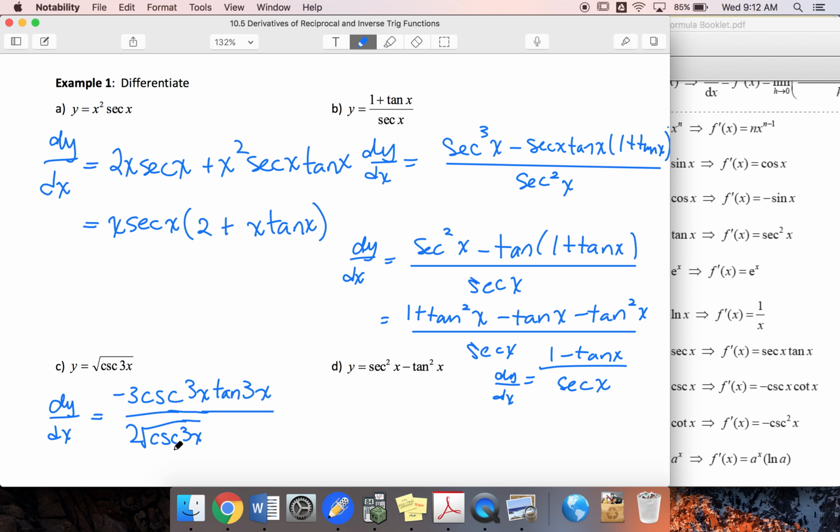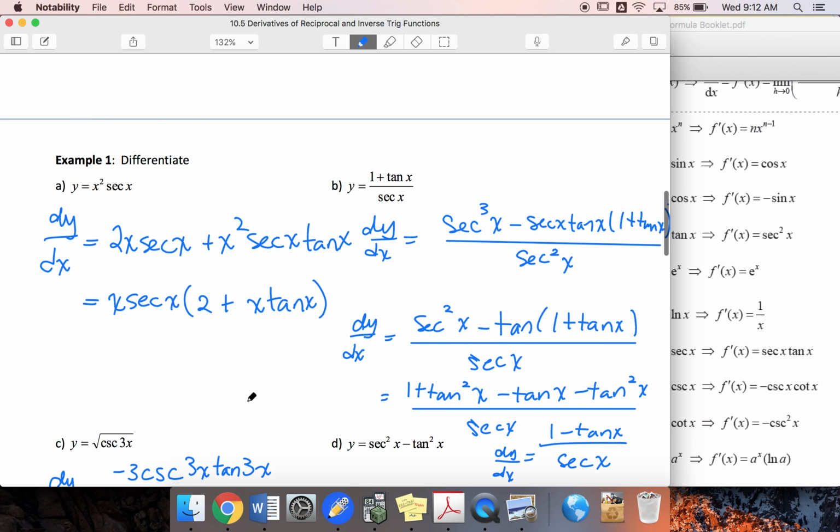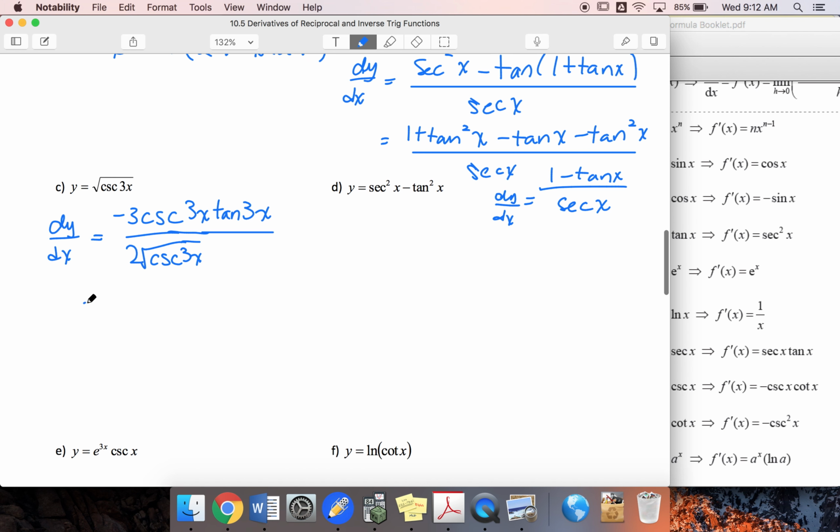Now I could simplify this. Cosecant 3x divided by root cosecant 3x. That's going to be the same as negative 3 halves root cosecant 3x tan 3x.